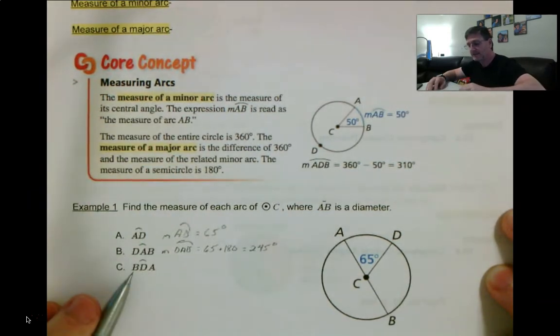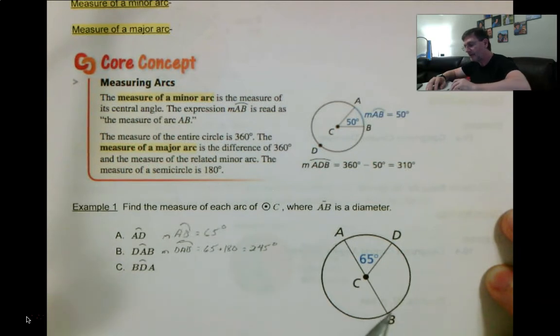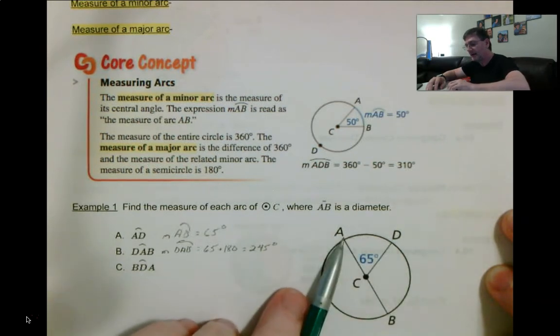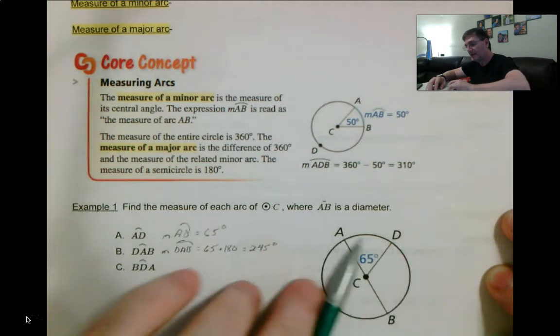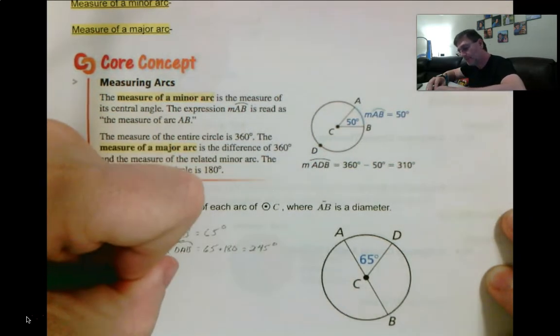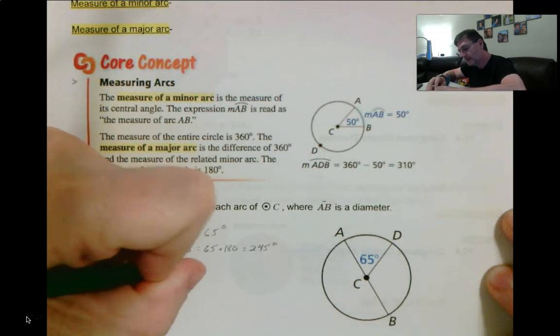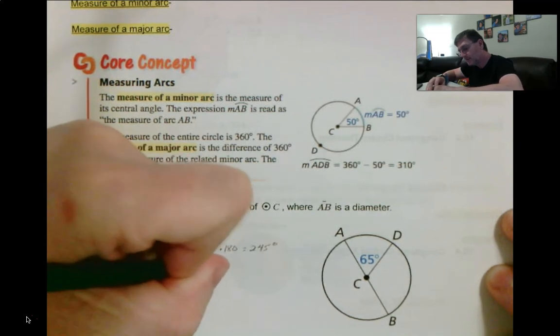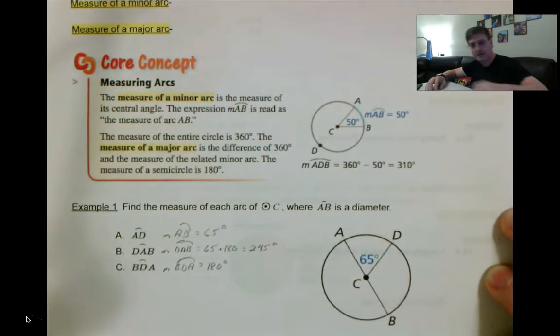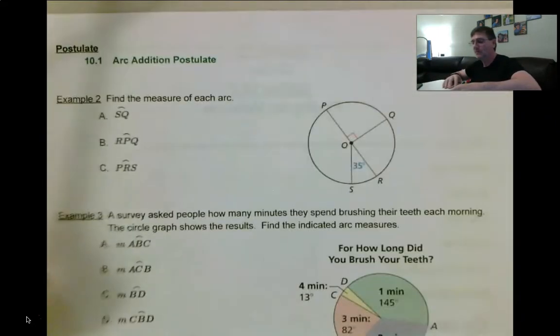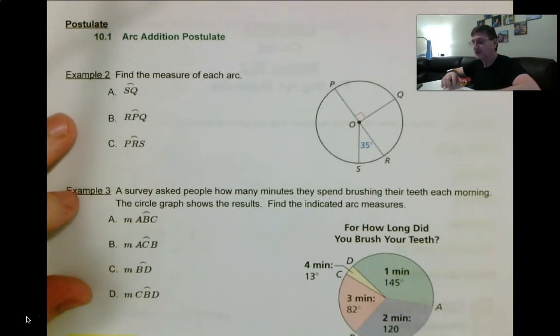Measure of arc BDA. BDA is a semicircle. Measure of arc BDA is equal to 180 degrees. Example 2. Find the measure of each arc again.